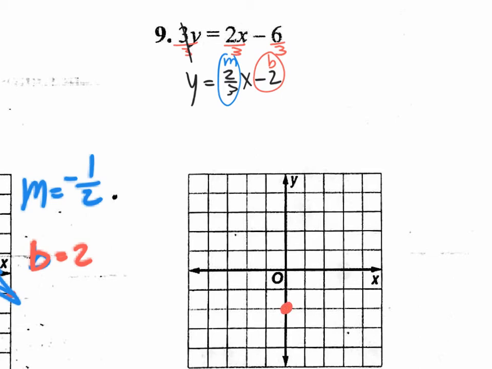Now the thing is, I don't know if my line crosses steep going down, or maybe really steep going up, or maybe just kind of steep going up. I don't know how it crosses. How do I see my steepness? I look at my slope, which is up 2 over 3. So from this point, I'm going to go up 2 over 1, 2, 3, and that's how I get my second point right there. Then you connect the dots, put arrows on it, and you're done.